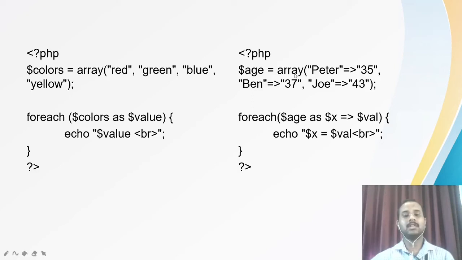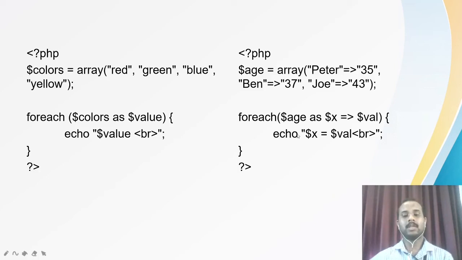Here we have mentioned the pair of keys and the value, where Peter, Ben and Joe are the keys, and 35, 37 and 43 are the ages. So here I am using the pair of keys and the value, with the foreach, that is $age as $x arrow $value. So this is the thing here. $age is my array.